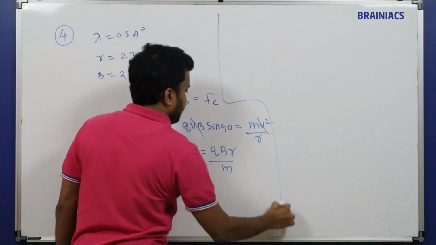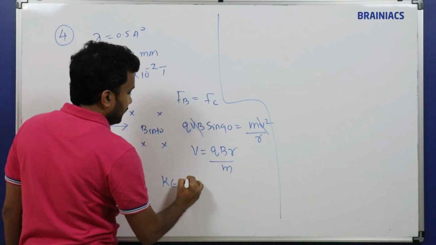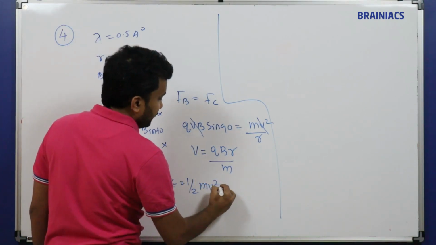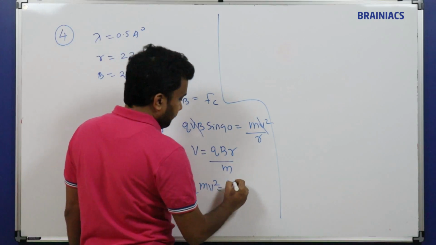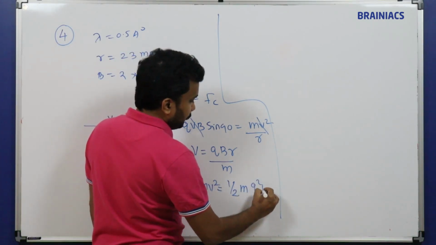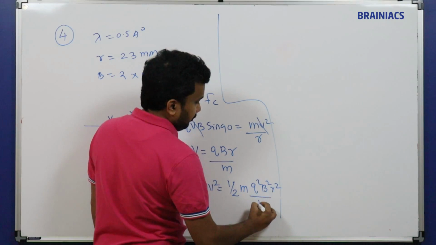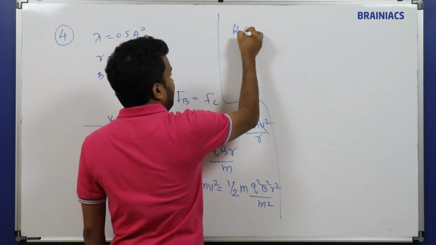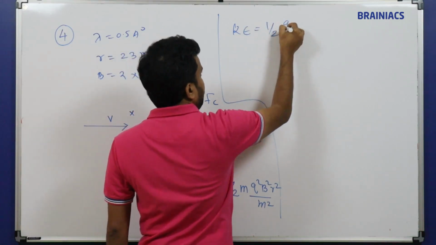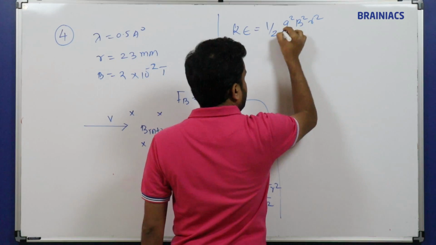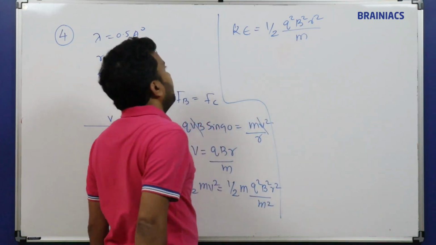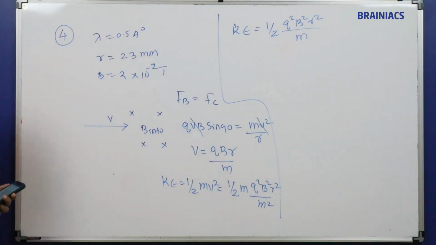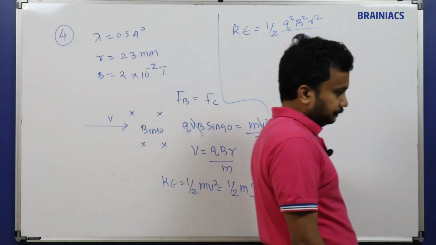From this we can conclude the kinetic energy is equal to half into mv square. If you substitute the values, it will be half into m into q square b square r square by m square. M square and m will get cancelled. Finally we get kinetic energy equal to 1 by 2 q square b square r square divided by m. Here q is the electronic charge, and the magnetic field, radius and mass are also given. We have to substitute the values over here.